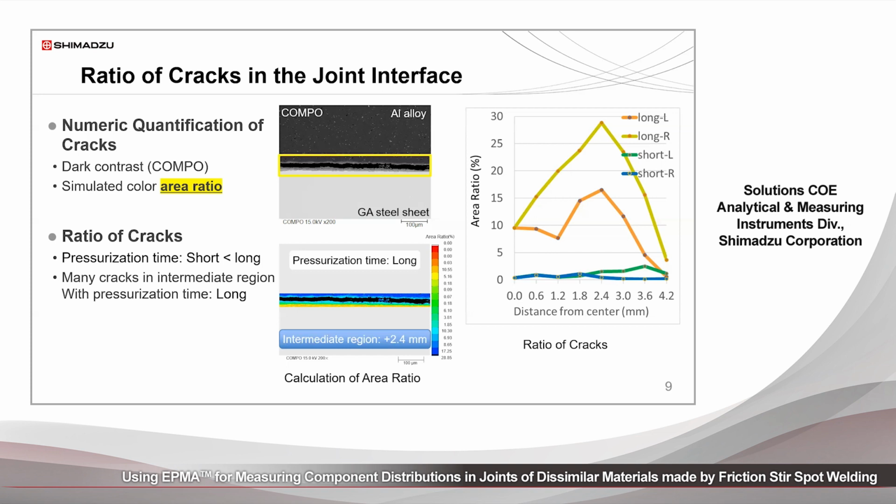In the graph, you see long dash L, long dash R, short dash L, and short dash R in the legend. L refers to the left side, away from the center. R refers to the right side, away from the center.